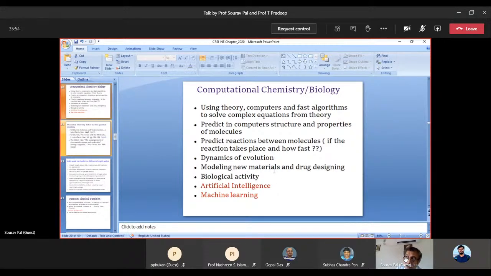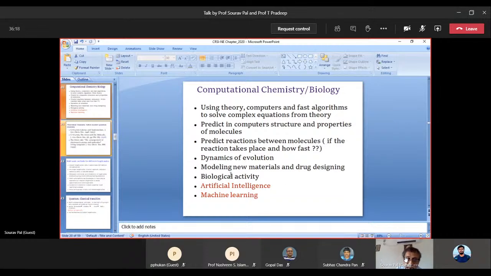In fact, I'm sure Professor Pradeep is going to talk on new materials. And we can model materials by computer. I'm going to show a few examples. We do a lot of drug design. In fact, during the COVID time, people were looking at computer simulation of the viruses and then trying to find a drug by simulation.